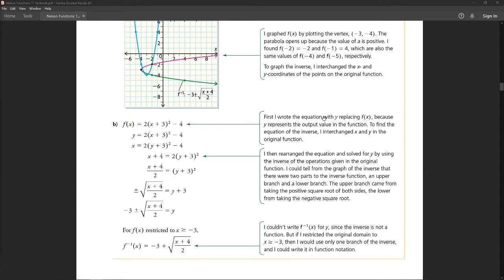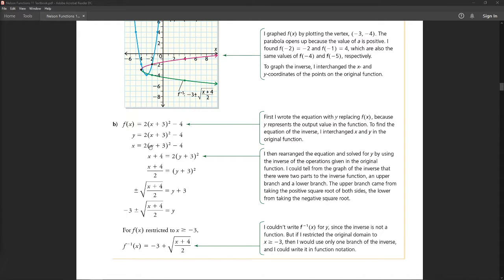First, I wrote the equation with y replacing f of x. Because y represents the output value in the function, to find the equation of the inverse, I interchange x and y in the original function. So we had f of x equals 2 times (x plus 3) squared minus 4. Y equals... okay, just rewrote it using y instead of f of x. And then we swapped it.